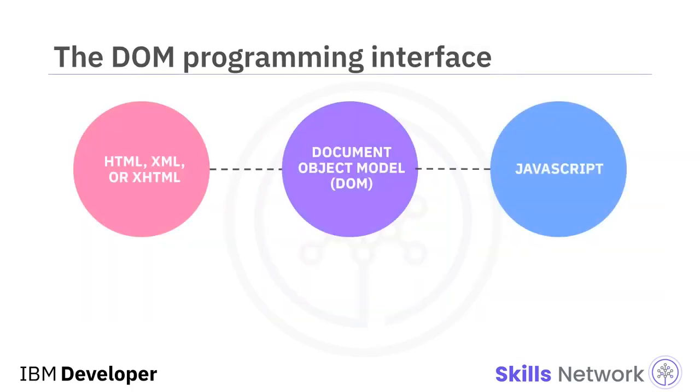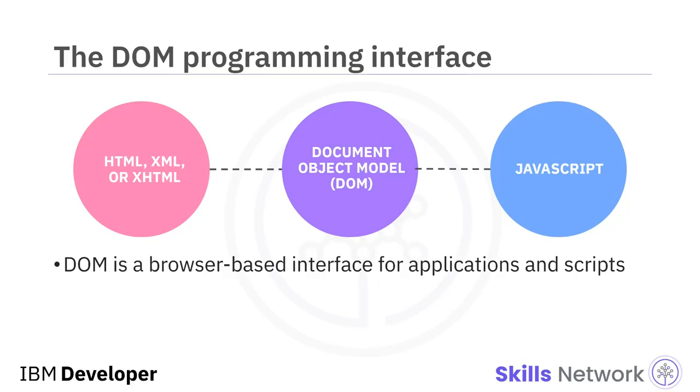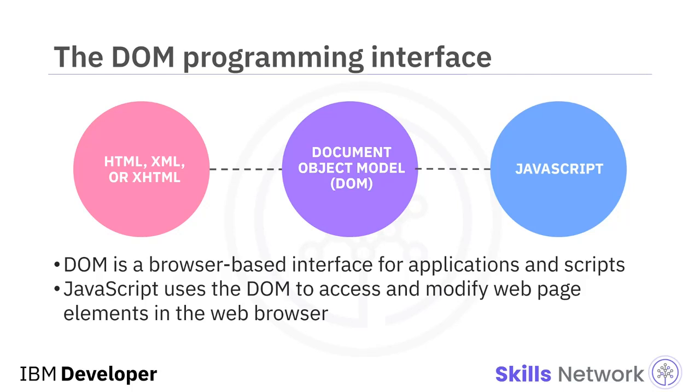The Document Object Model is the programming interface between HTML or XHTML and JavaScript. The Document Object Model, or DOM, is a browser-based interface for applications and scripts to dynamically access and update the content, structure, and style of documents. JavaScript uses the DOM to access and modify web page elements in the web browser.